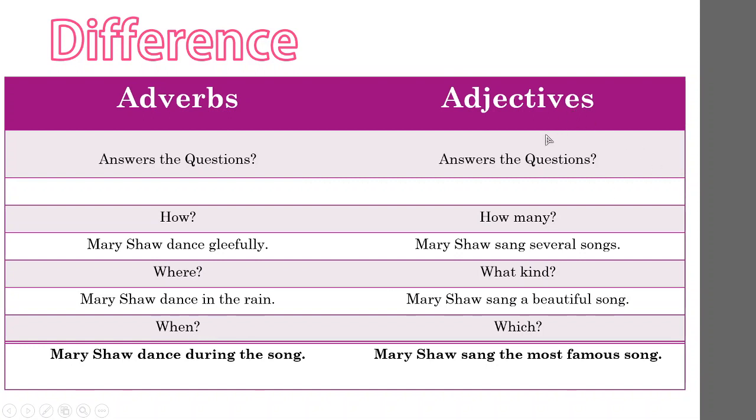Now for adjectives, it answers the question how many. Mary Shaw sang several songs. So several songs, so how many? What kind of song? Mary Shaw sang a beautiful song. And which? Mary Shaw sang the most famous song. So as you can see here, famous, most famous, beautiful, and several are examples of adjectives. So that's the difference based on questions. All right. So let's go to the last part of the lesson for today.